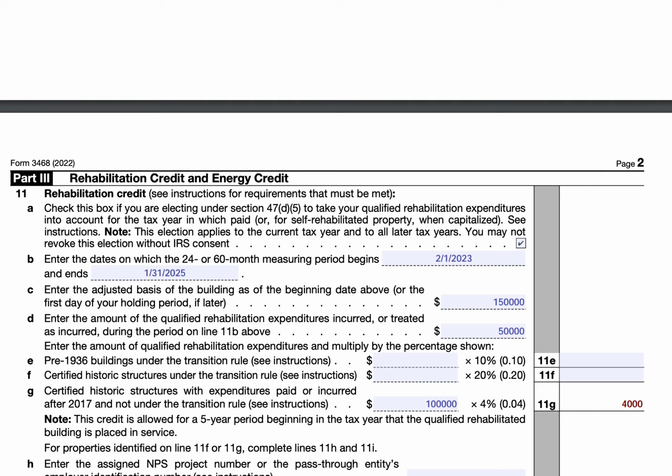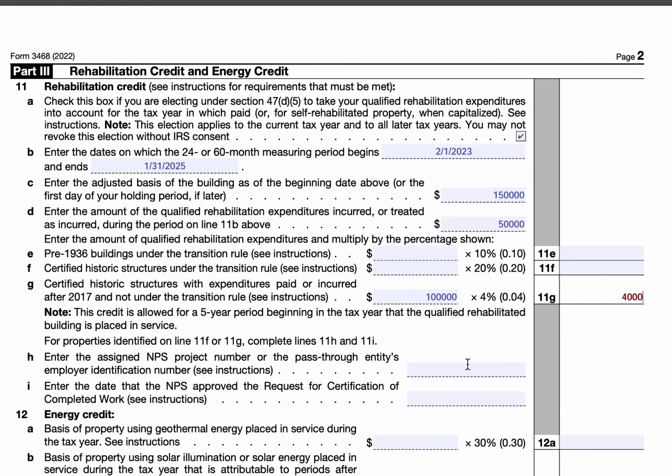This credit is allowed for a 5-year period beginning in the year that the building is placed in service. So if you identified a property either on 11F or 11G, then you would enter the National Park Service project number and the date that they approved the request.